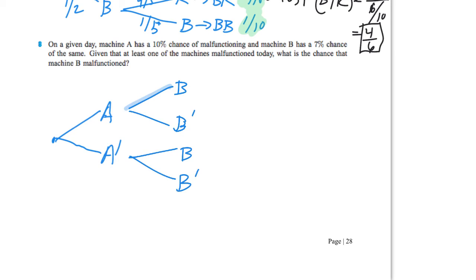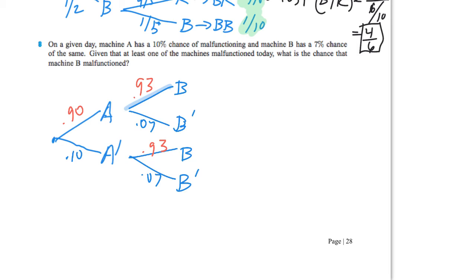So this makes sense, I think. Machine A has a 10% chance of malfunctioning. Machine B's got a 7% chance. Okay, now I can fill in the remaining probabilities just from a complement rule. And now my tree is done.